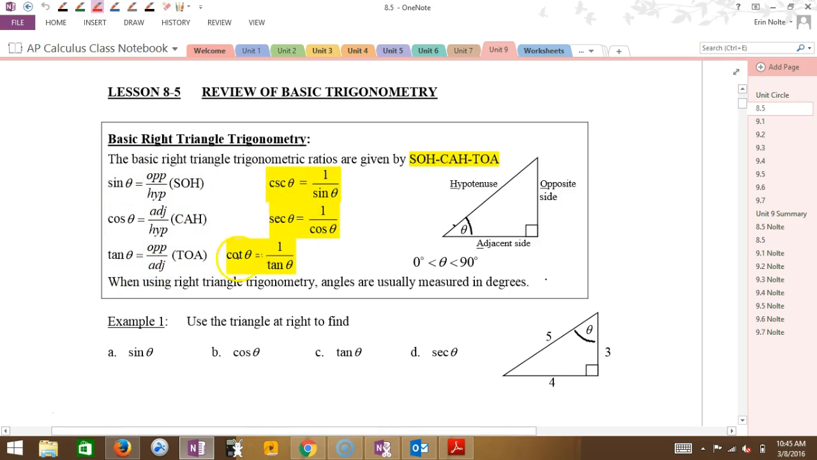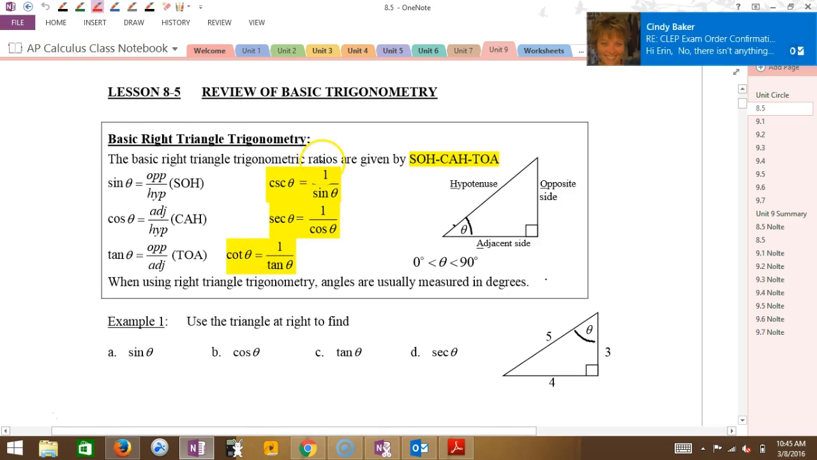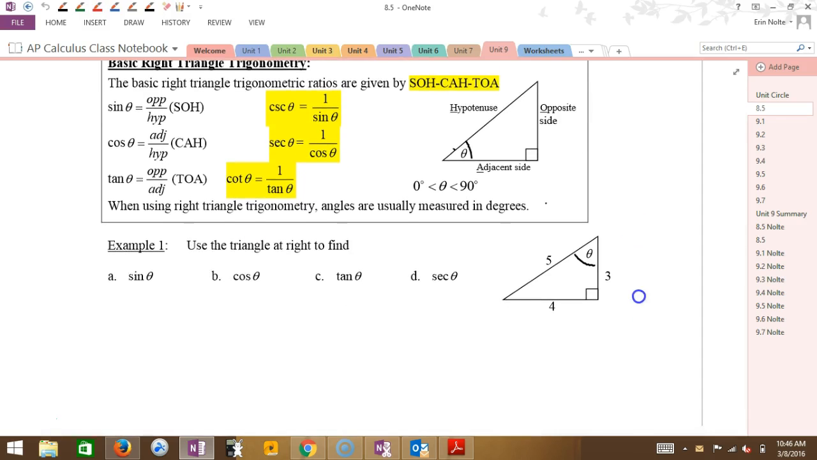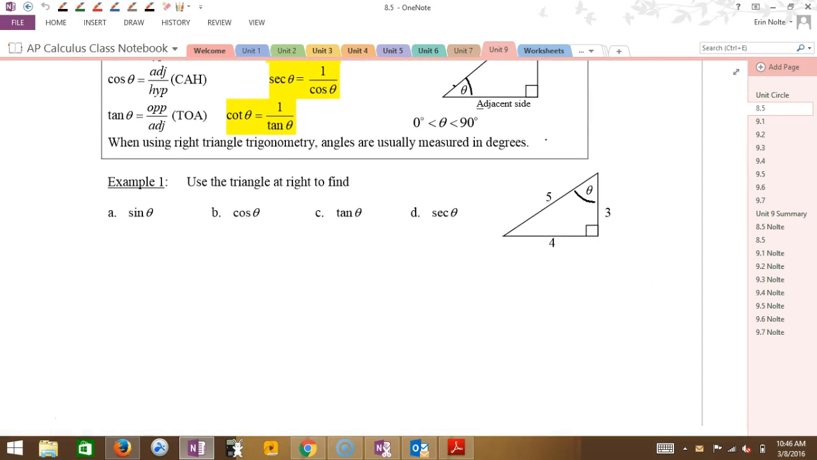And we know the three reciprocal functions. The reciprocal of sine is cosecant, the reciprocal of cosine is secant, and the reciprocal of tangent is cotangent. You could write more information here, but I think this narrows it down very simply for us to do our review.